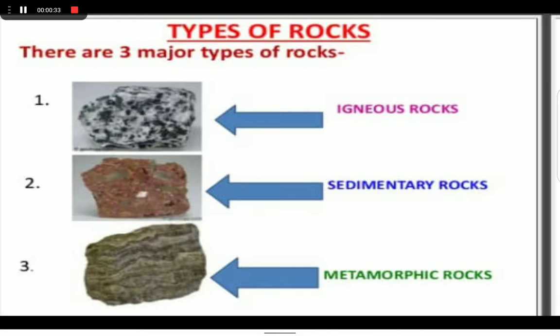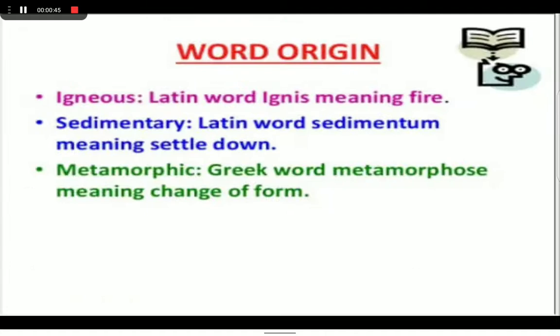Types of rocks. There are three major types of rocks. They are igneous rock, sedimentary rock and metamorphic rock. Word origin. Igneous: the Latin word ignis, meaning fire. Sedimentary: it is also a Latin word, sedimentum. It means settle down. Metamorphic is a Greek word, metamorphos. It means change of form.